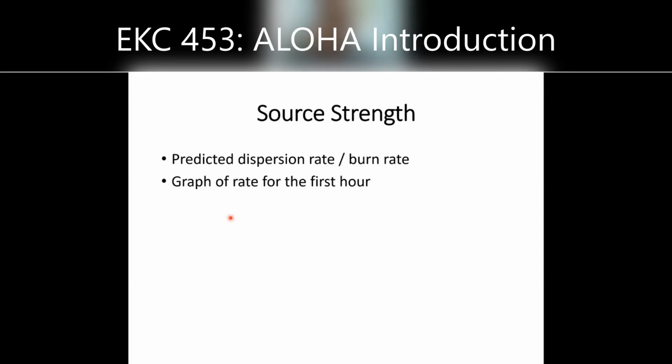Okay, then we have our source strength. The output of source strength is a predicted dispersion rate or burn rate for fire. It will predict what the dispersion rate for that gas or burn rate for fire is. Then the graph of rate, it will contain a graph of this dispersion rate or burn rate for the first hour or when it's already out or off.